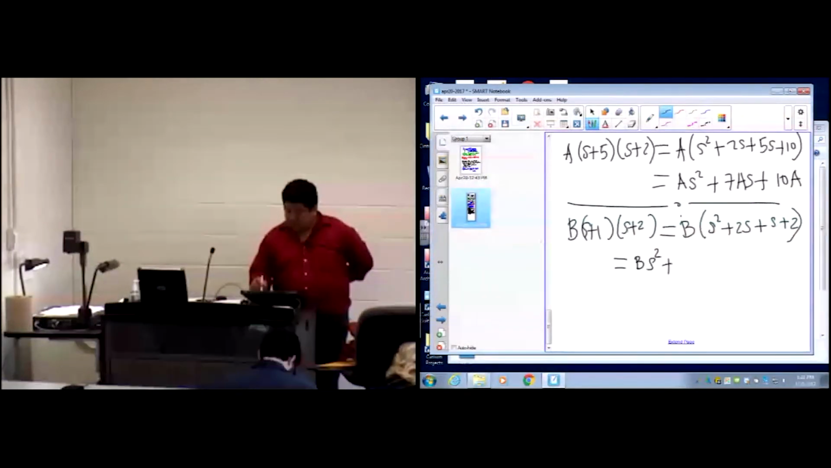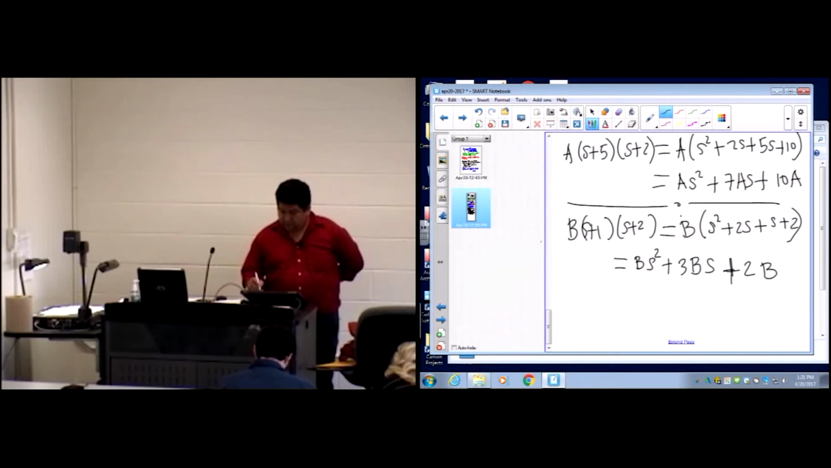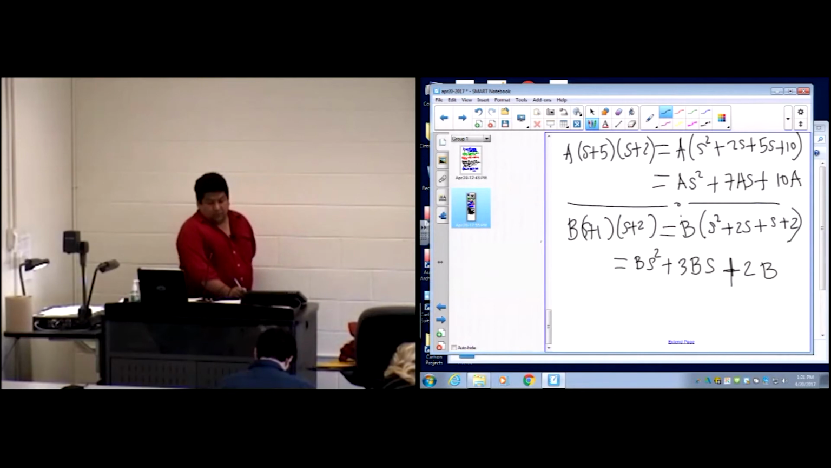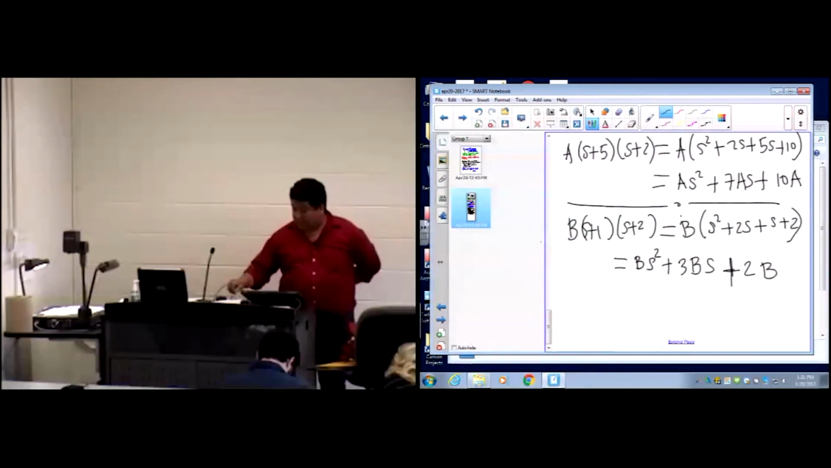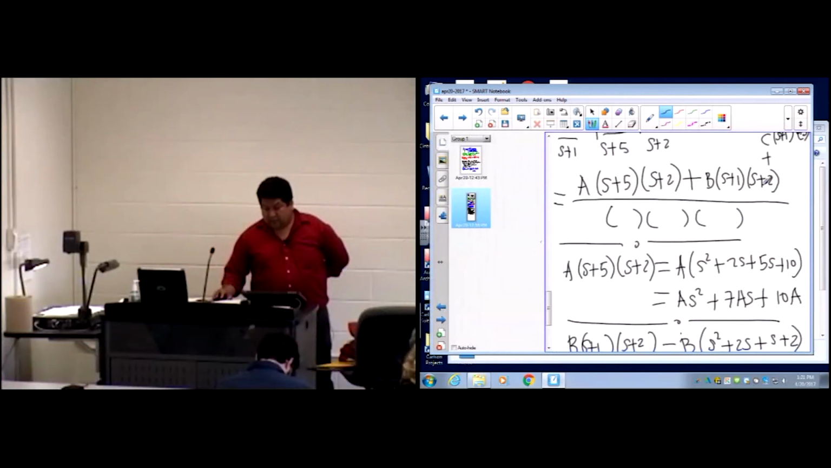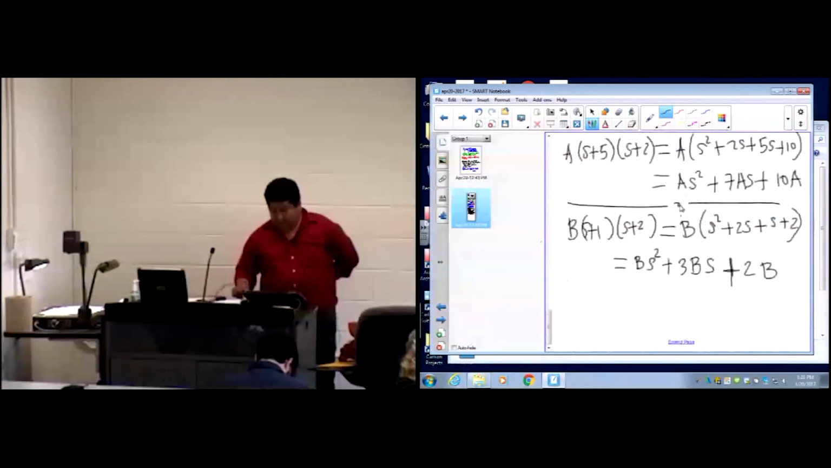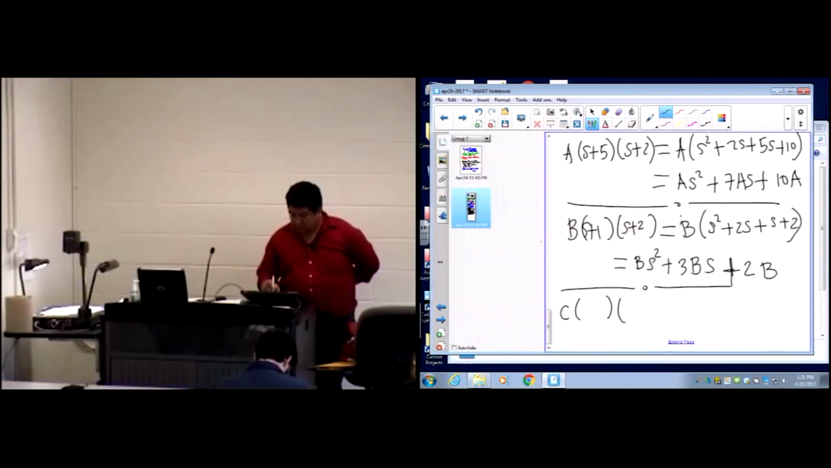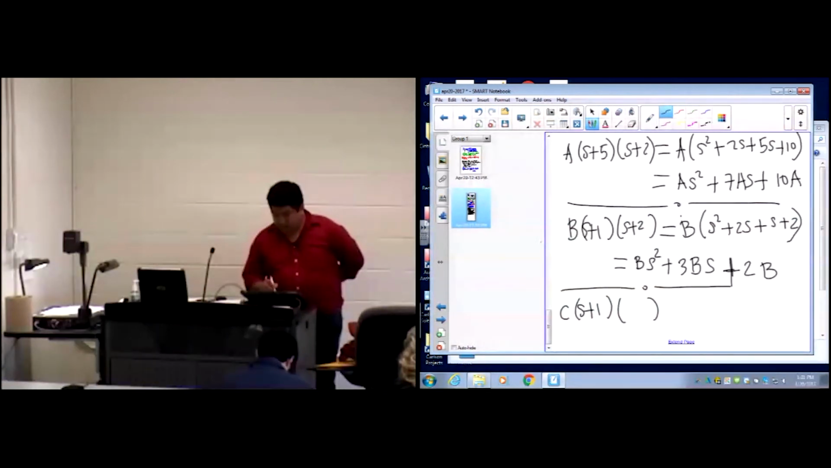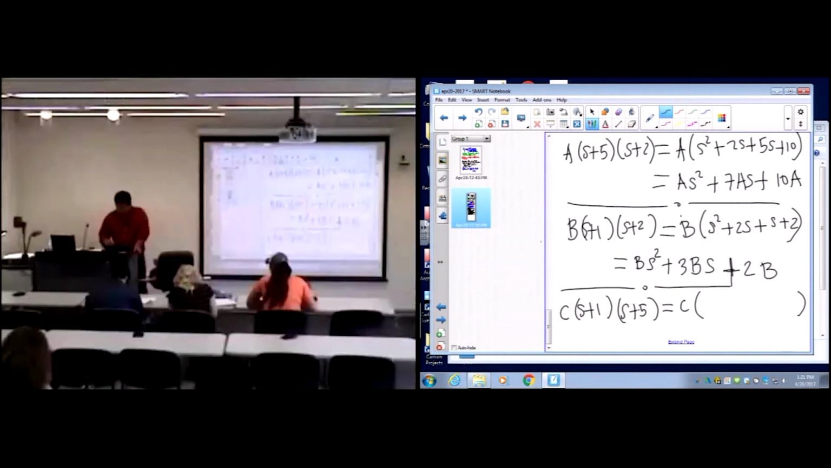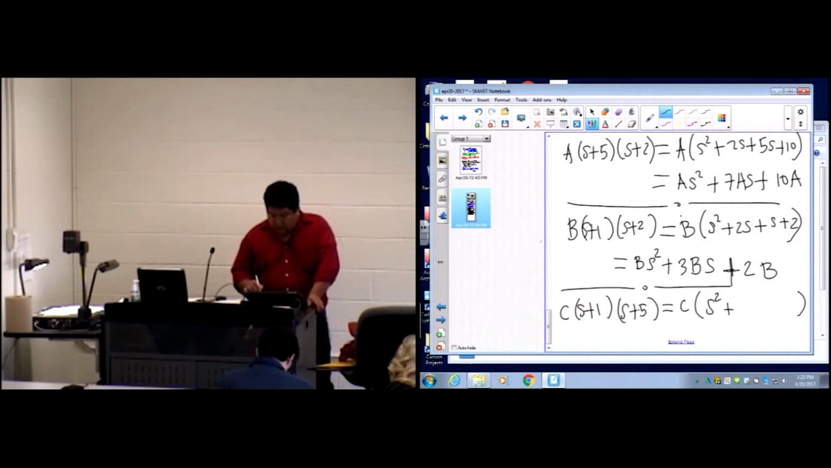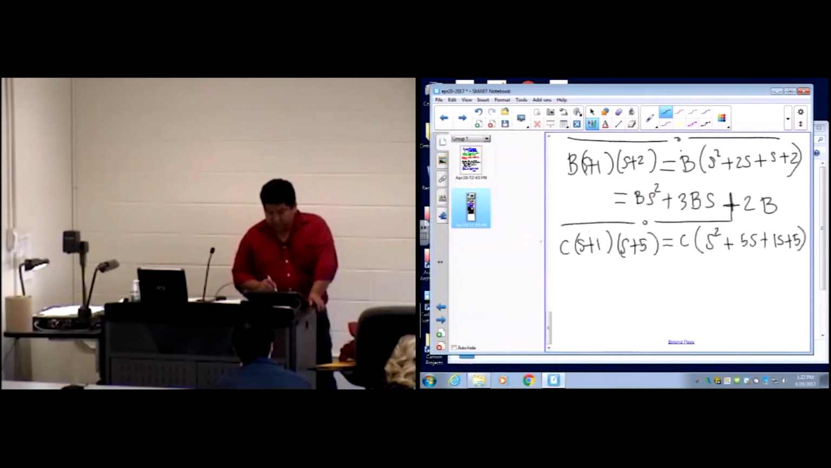And we're going to collect all of these things, right? So then the last, so I'm simply doing this piece by piece. We had a times this, b times that, and then the last part of that numerator is c times s plus 1 times s plus 5, which means this is c times, excuse me, s squared plus 5s plus 1s plus 5. So we can write this as c s squared plus 6cs plus 5c.